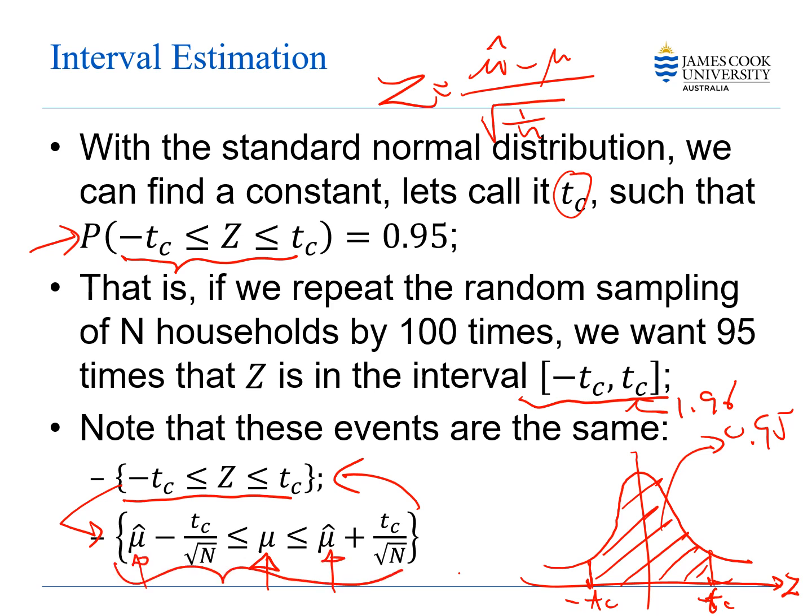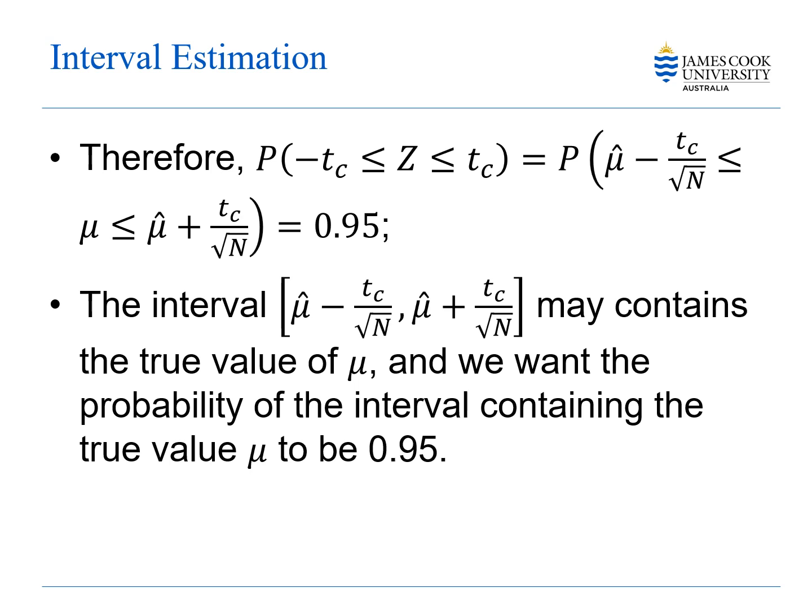So this event says that mu is located in this interval: mu hat minus TC divided by root n, mu hat plus TC divided by root n. And we want the probability that this interval contains the true value of the mean to be 95%, 0.95. So this interval might contain the true value, and we want this probability to be 0.95.